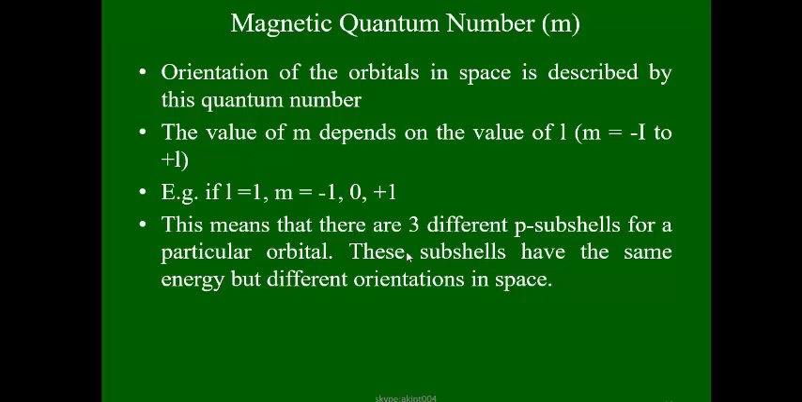These subshells have the same energy but different orientation in space. All the p's that are in the same orbital have the same energy. What I mean is all the 3p's have the same energy, all the 4p's have the same energy, all the 5p's have the same energy. But 5p is not of the same energy as 4p. 4p is not of the same energy as 3p, and 3p is not of the same energy as 2p. There's no 1p.